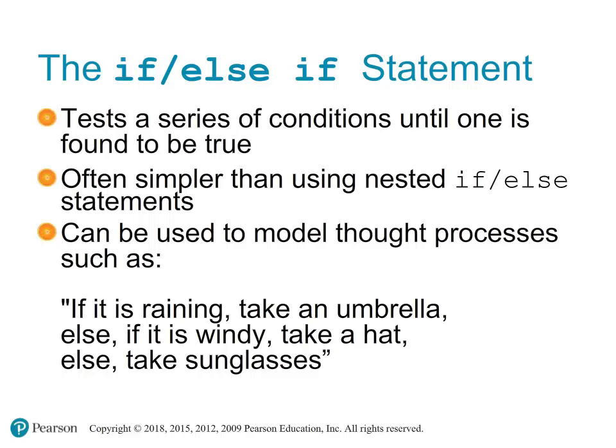The if-else chain allows us to test a series of conditions sequentially until one is found to be true. It is often simpler and a more readable alternative to nested if-else statements. Conditions are evaluated in the order they appear. As soon as one condition is true, its corresponding block is executed, and the rest are skipped.